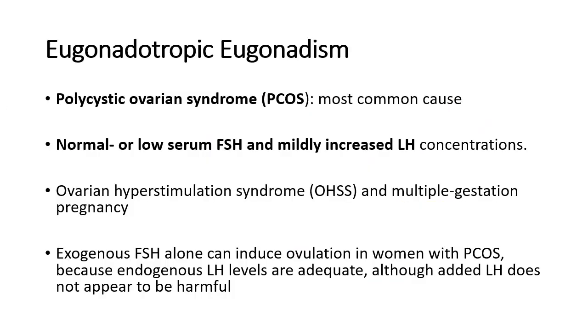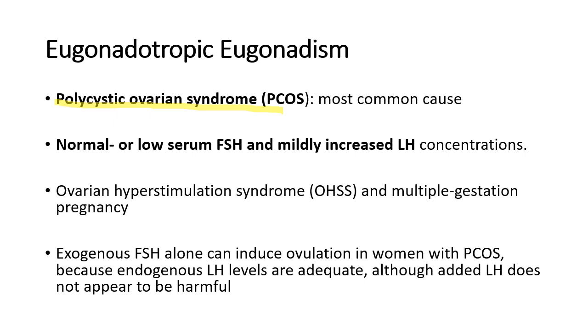After discussing the role of gonadotropin in hypogonadotropic hypogonadism, let's come to eugonadotropic eugonadism. The most common cause is polycystic ovarian disease. The first line of treatment for ovulation induction in polycystic ovarian disease is lifestyle modification and induction with clomiphene citrate or letrozole, letrozole being the first. But if the patient does not respond to clomiphene citrate or letrozole, then we can proceed to gonadotropin.